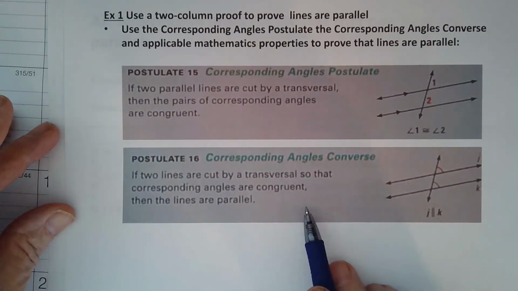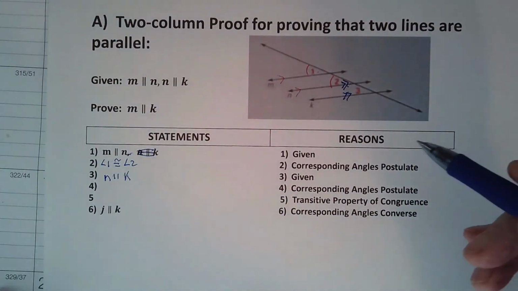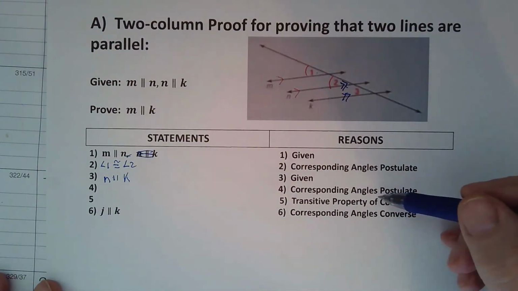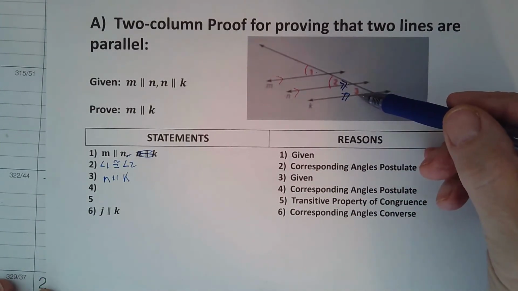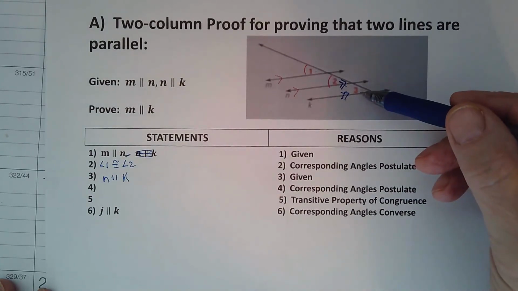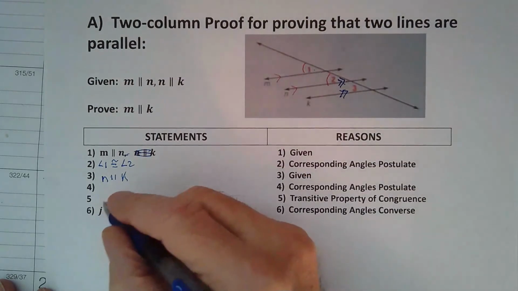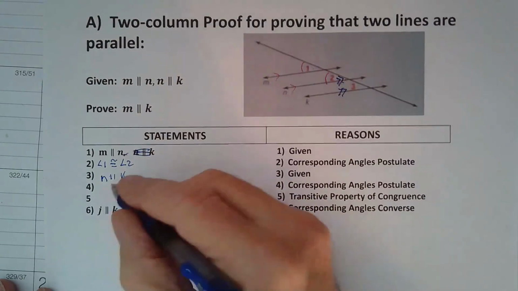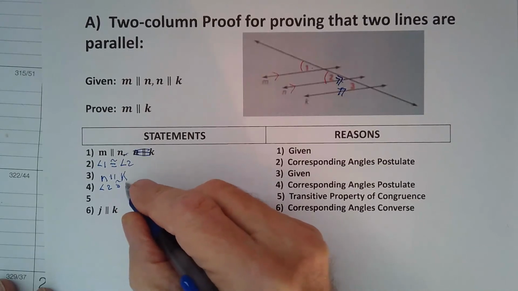So corresponding angles postulate: if 2 lines are cut by a transversal so that the corresponding angles are congruent, then the lines are parallel. Okay, so we've got these 2 angles, and they said that if you've got 2 lines cut by a transversal so that those are congruent, then the lines are parallel. So that's, I'm sorry, not lines, angles 2 and 3. So angle 2 is congruent to angle 3.